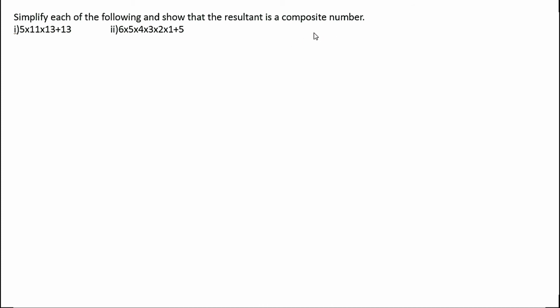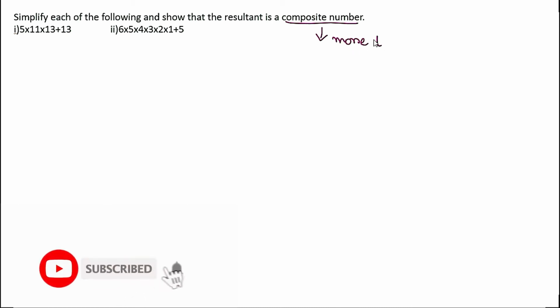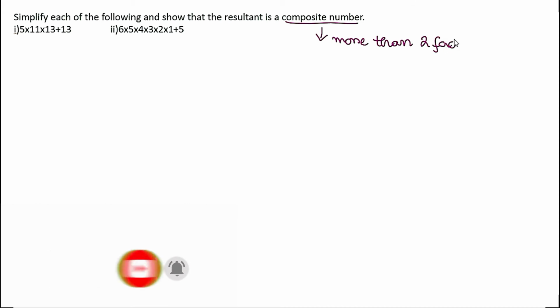So how to show that a number is a composite number? To show that it has more than 2 factors. So if we can show that these expressions have more than 2 factors, then we can say that the result is a composite number. So let's get started.